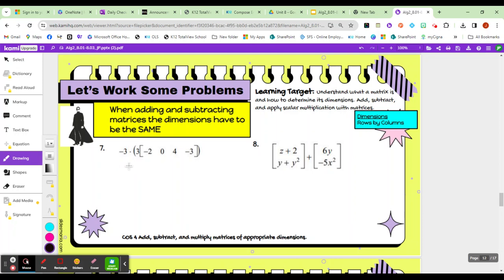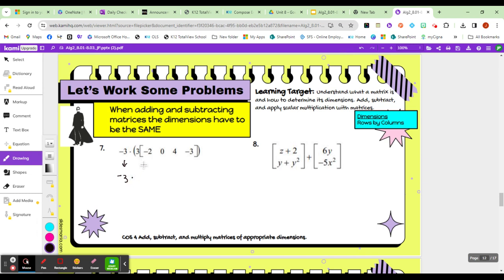Even a little bit harder here. So you see I have parentheses, so we always do what's in parentheses first. So I'm going to drop down this negative 3. This 3 is my scalar, so I'm going to multiply it times everything in my matrix.